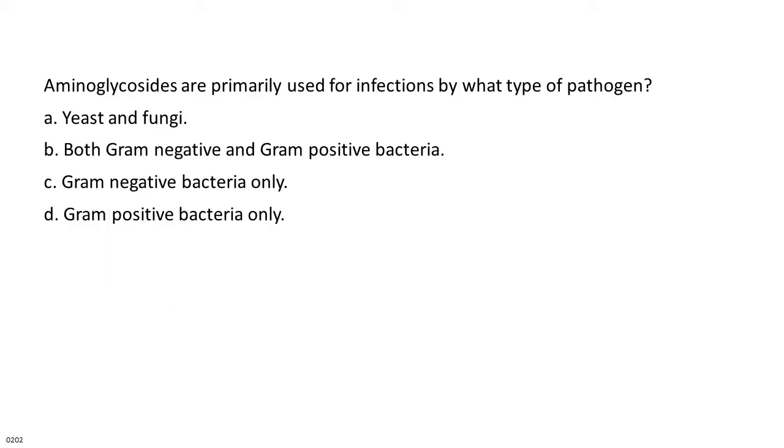Aminoglycosides are primarily used for infections by what type of pathogen? A. Yeast and fungi. B. Both gram-negative and gram-positive bacteria. C. Gram-negative bacteria only. D. Gram-positive bacteria only.